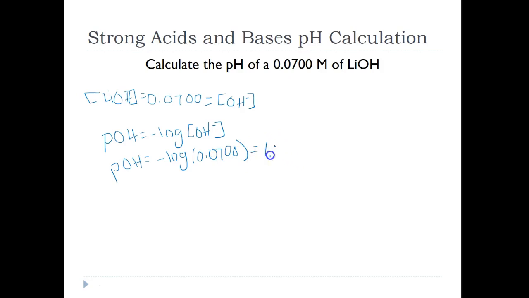So 1.154. I'm going to keep a 902 along for the ride. To convert this to pH, I'll subtract this from 14. So 14 minus 1.154902. So I end up with 12.845. In terms of sig figs, that's all the sig figs.